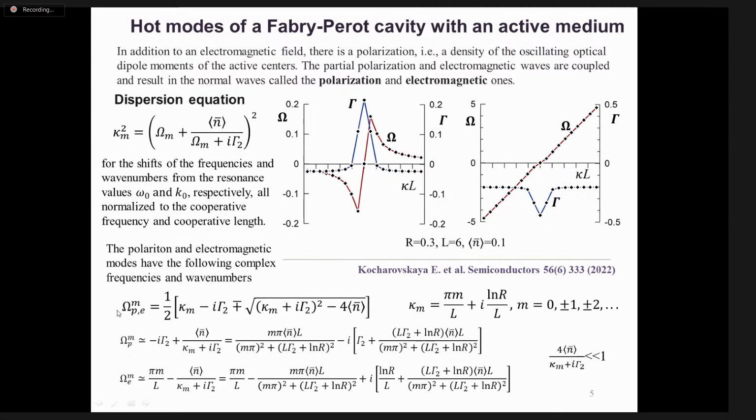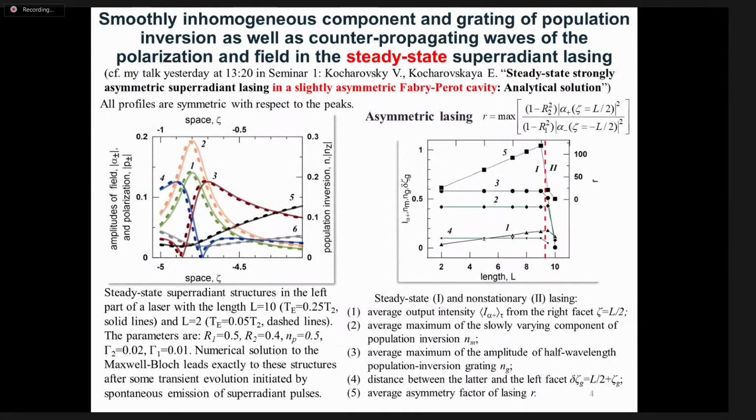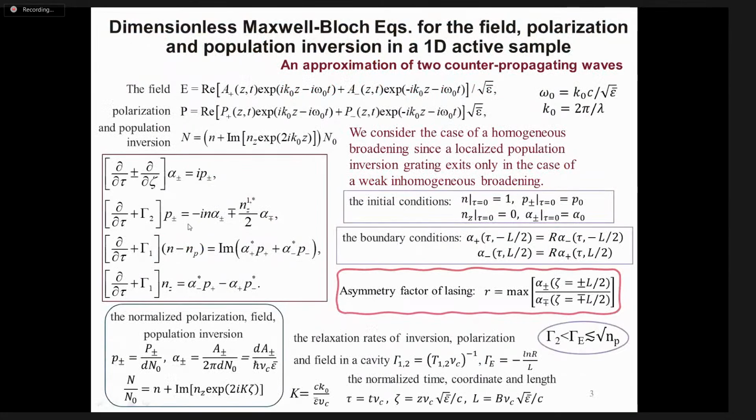But in any case, all these modes, except the central one, are not in the lasing regime, because in the case of a superradiant laser, the lasing threshold is not achieved for them. So the lasing is achieved only for the one central mode. The amplitude of this mode is very high, and it is quasi-monochromatic. And Rabi oscillations of this mode lead to the nonlinear self-excitation of other polariton or electromagnetic modes.